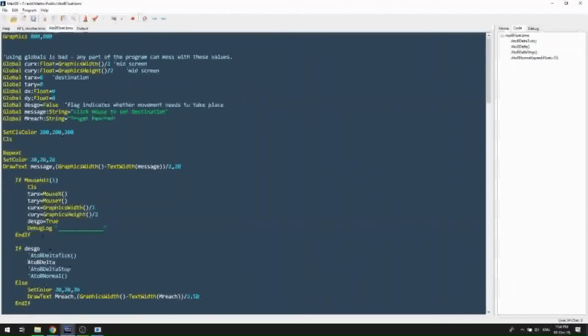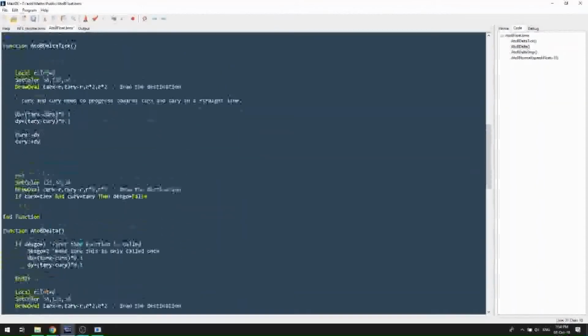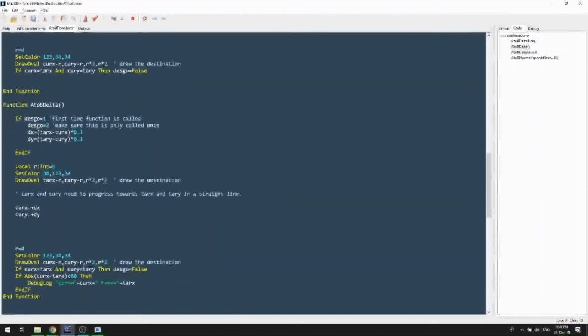So how are we going to fix this? If we have a look at how we stop in this function and how we stop in the fixed version. Our test here is if the current x is equal to the target x and the current y is equal to the target y, then we call the stop function, or we set the stop flag rather.